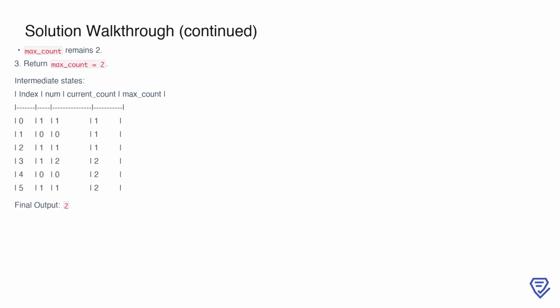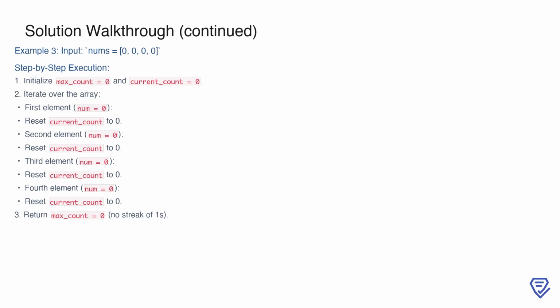To summarize the intermediate states, at index 0, current_count is 1 and max_count is 1. At index 1, the streak is broken, so current_count resets to 0 while max_count remains 1. At index 2, current_count is 1 again, and at index 3, it increases to 2, updating max_count to 2. At index 4, the streak is broken once more with current_count back to 0, and at index 5, current_count rises to 1 again, but max_count stays at 2. The final output here is 2.